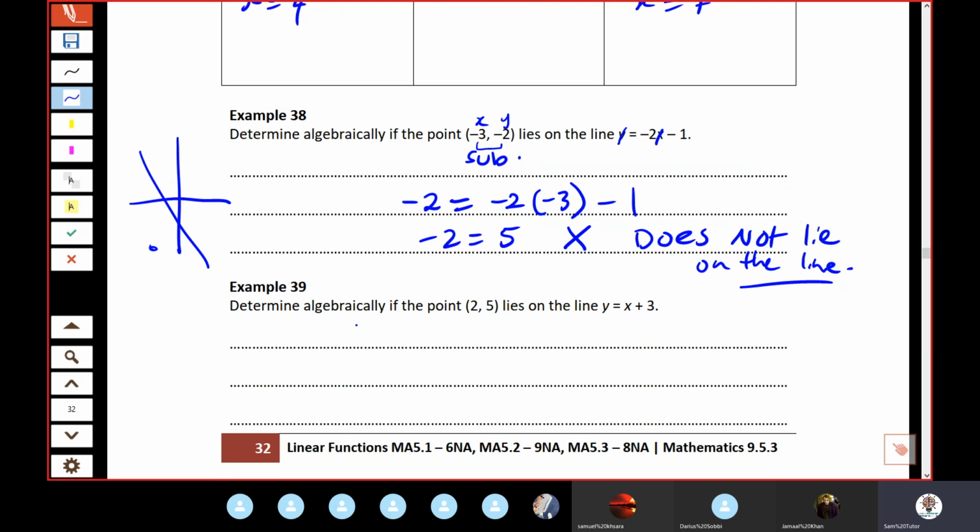So let's try another one. Determine if this point lies on this line. Well, again, this is your x, this is your y. If it's to lie on the line, that means it must work. So your x value has to be 2, and your y value has to be 5. Let's see if it's true. 5 equals x is 2 plus 3. Does 2 plus 3 equal 5? Yes. It lies on the line.